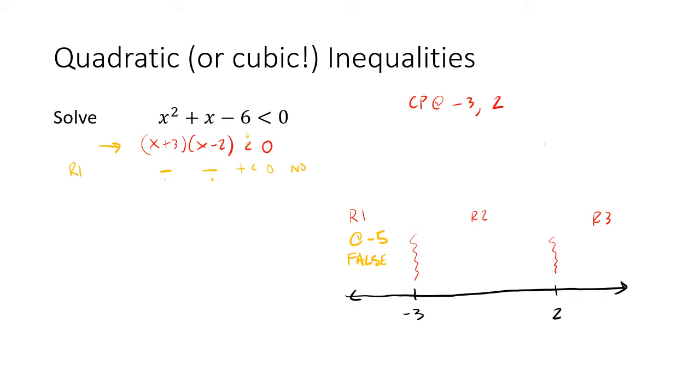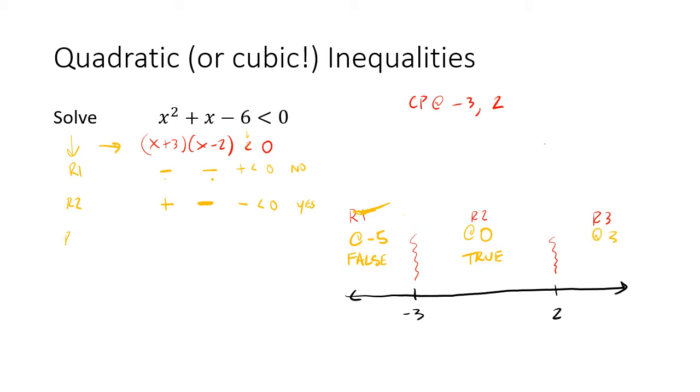So let's pick a number in region 2. If 0 is in there, always pick 0. It's the easiest one. You don't have to have this set up all organized like this; you can just do these quickly. Plugging 0 into the first parentheses gives +3, so it's positive. Plugging 0 into the second parentheses gives -2, which is negative. A positive number times a negative number is a negative number. Is a negative number less than 0? Yes. So it's true in region 2. And then pick a number in region 3, so maybe we'll pick 3.